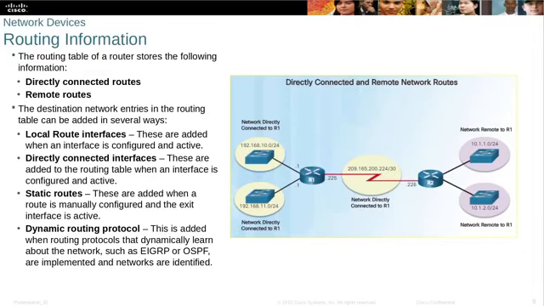The destination entries in the routing table can be added in several ways. So a local route interface is added when an interface is configured and active. In other words, when we go into the interface, configure an IP address and a subnet mask, and then type no shutdown to bring the interface up, that will automatically configure the local route interface. And a local route interface is represented by a capital L at the start of the line.